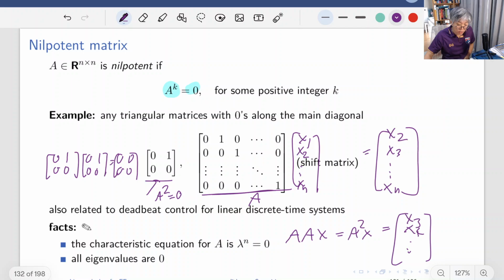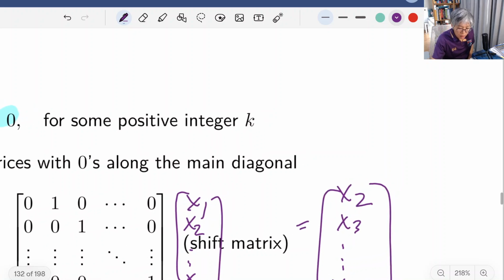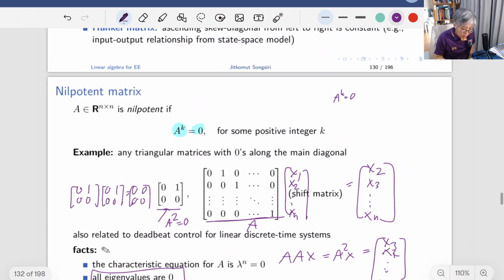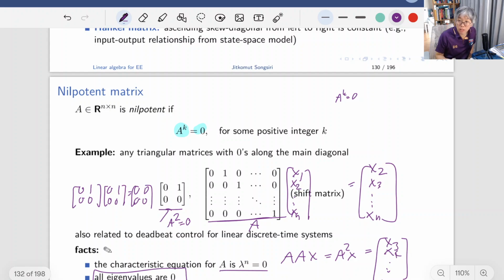We can show that this shift matrix is also a Nilpotent matrix. A nice property of a Nilpotent matrix is that you can show that all the eigenvalues are zero. Because A squared equals 0, we can show that the characteristic equation of A is just lambda to the power of n equals 0.